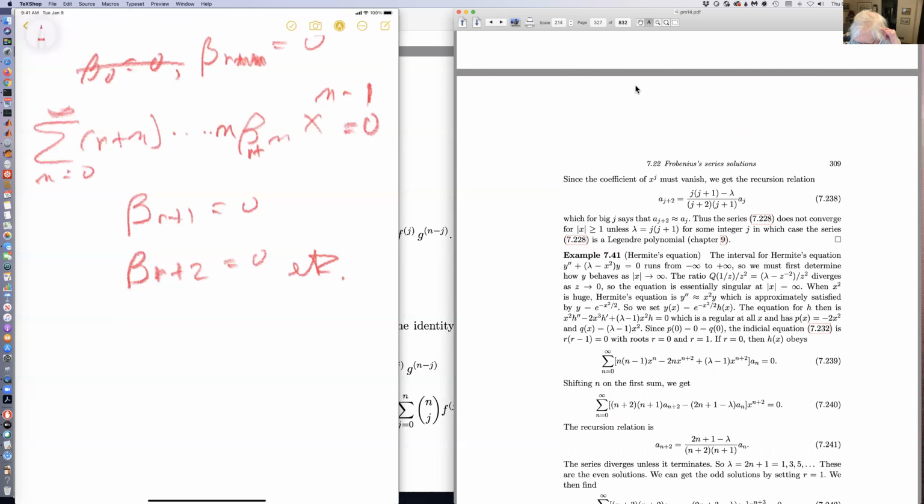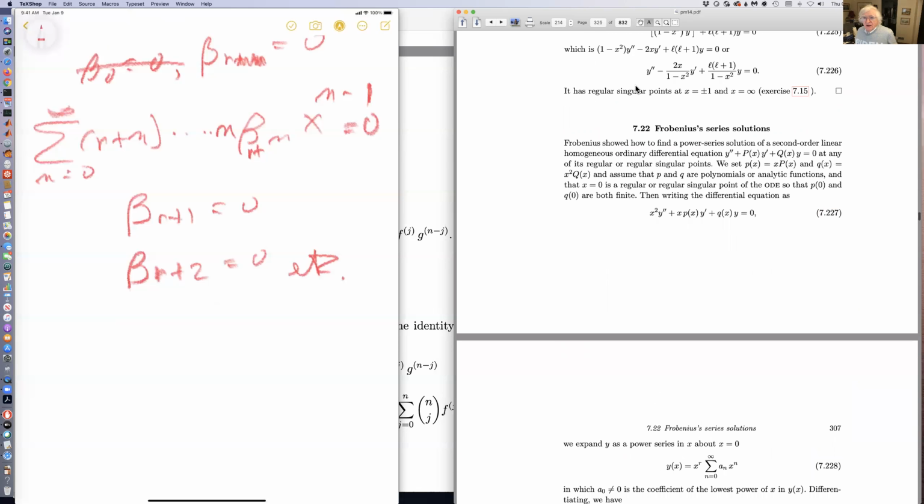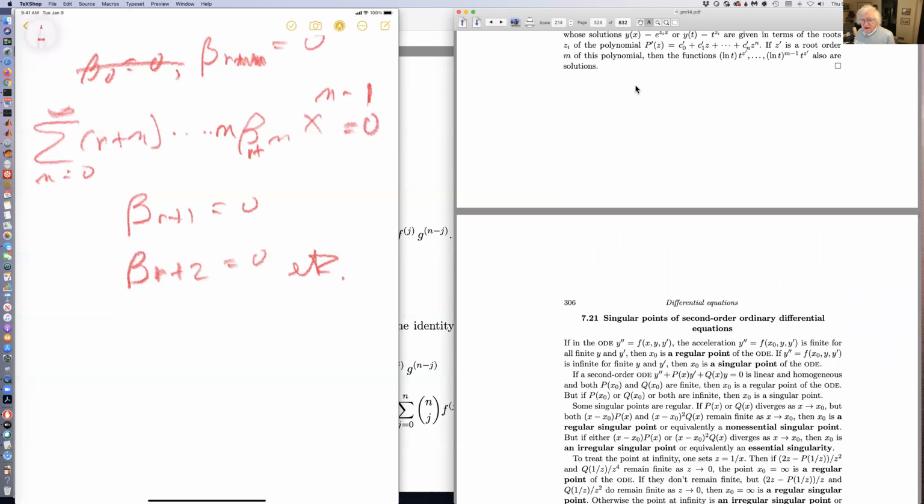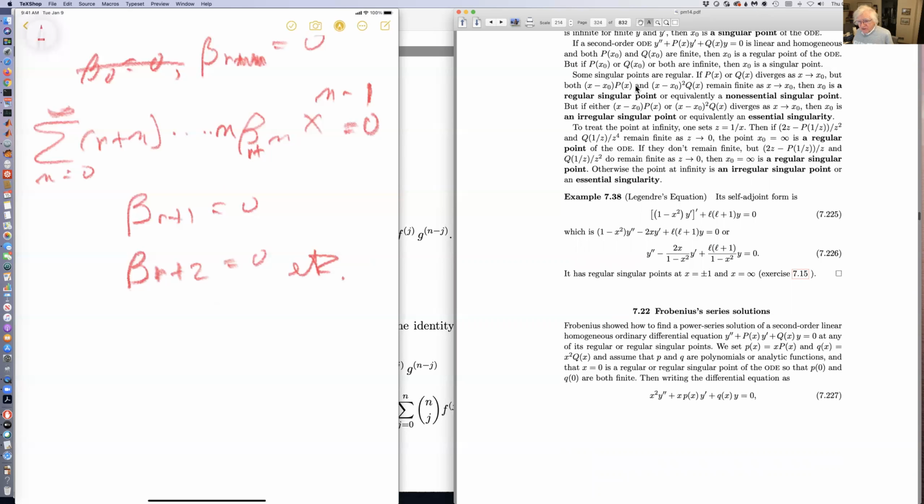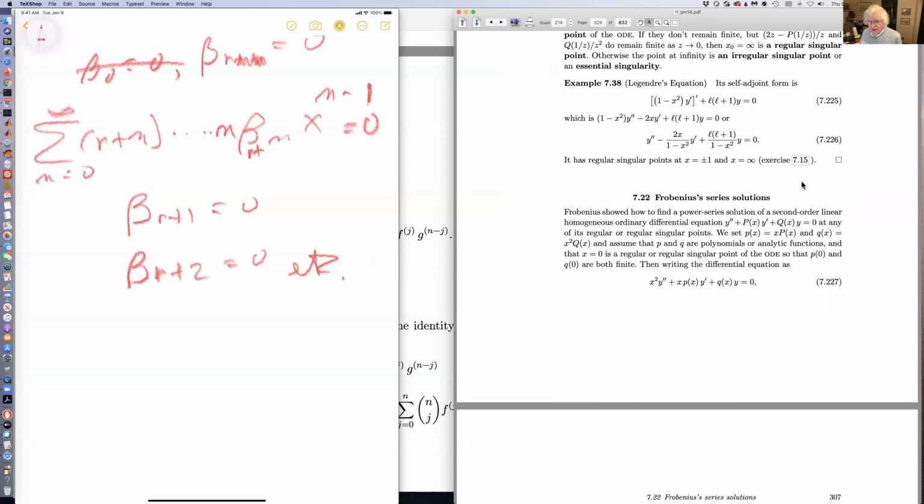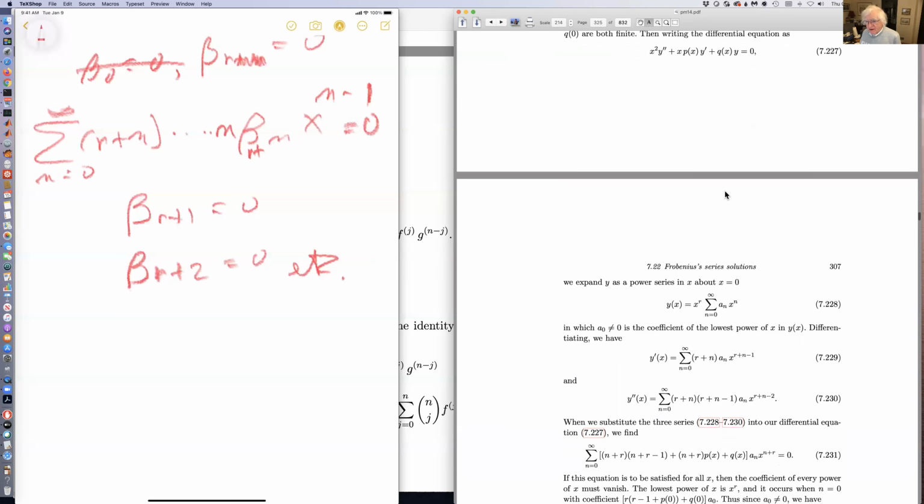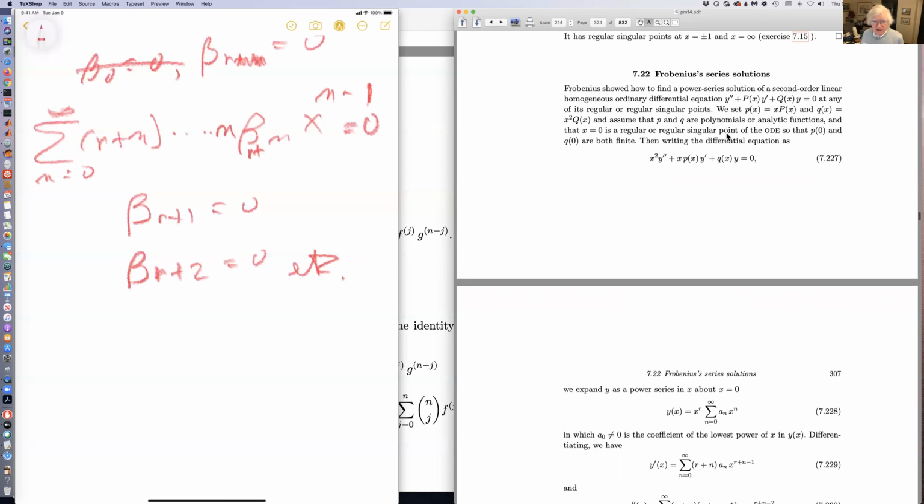It says basically, if you have a second order differential equation that's linear, at least linear in y, then you can solve it by expanding about a regular point or a regular singular point. Okay, we're over by 1 minute.